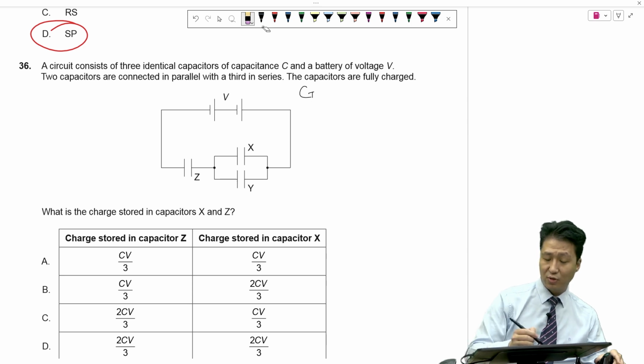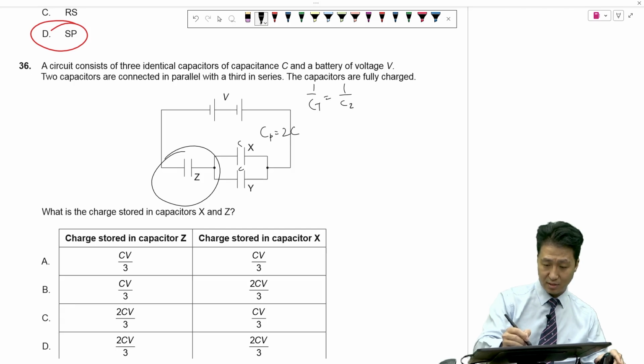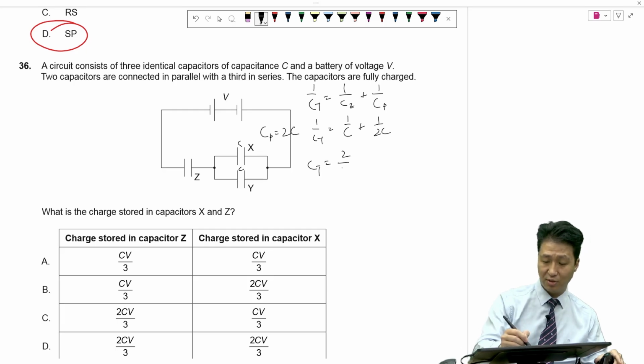And in order to get the total capacitance, first we have to get the capacitance of the ones in parallel. When you have a parallel, you have C, C, just add them up. Let's call this CP for parallel, is 2C. So 1 over total is 1 over the capacitance of Z plus 1 over the capacitance in parallel, which is 1 over C plus 1 over 2C. With a little bit of math, you can find the total capacitance as being 2/3 C.